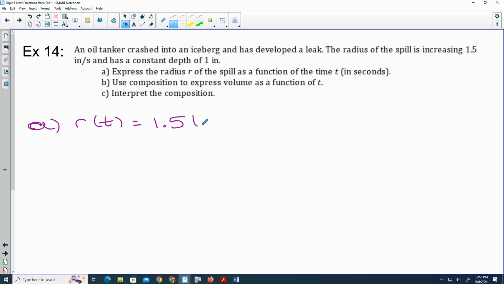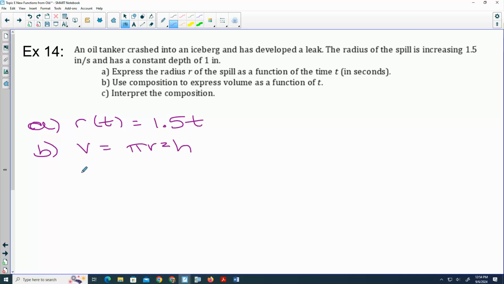1.5t. Okay. Volume. So this is like a cylinder, right? Where you've got a circle, but it has depth to it. So when you're thinking volume, it's basically like area of the base. So the base is a circle. What's area of a circle? pi r squared. Times the height.